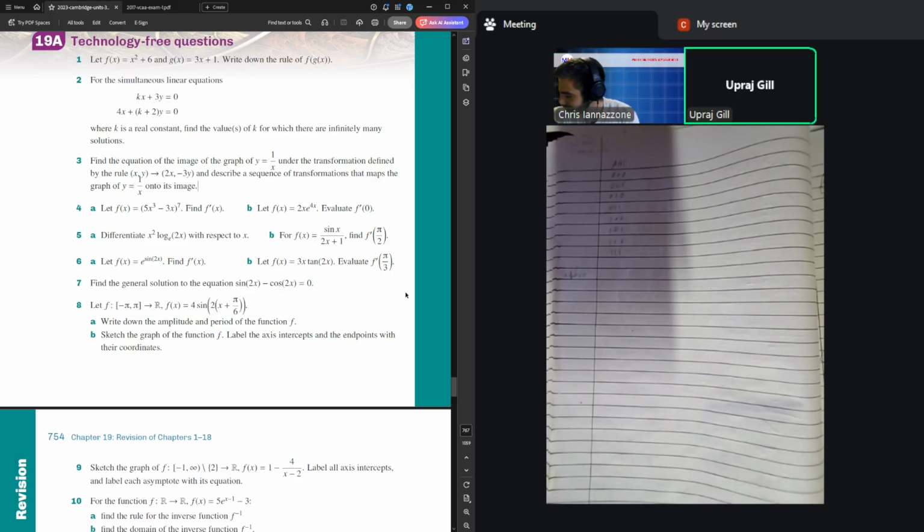Describe a sequence of transformations that maps the graph of y equals 1/x onto its image. Okay, dilation, reflection, translation. Flip in the horizontal axis, then dilate 3 from x and 2 from y.